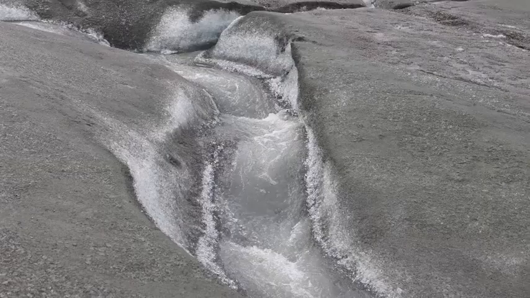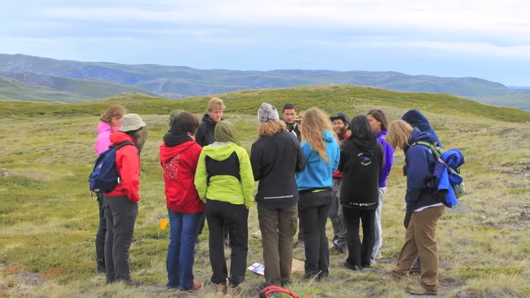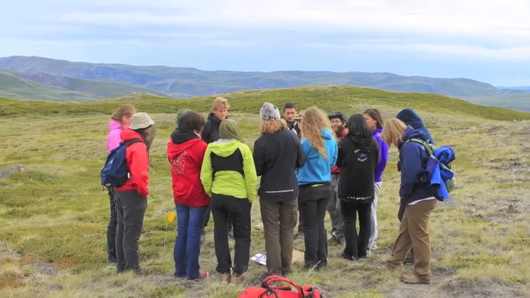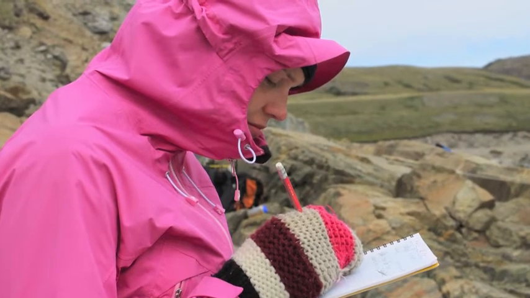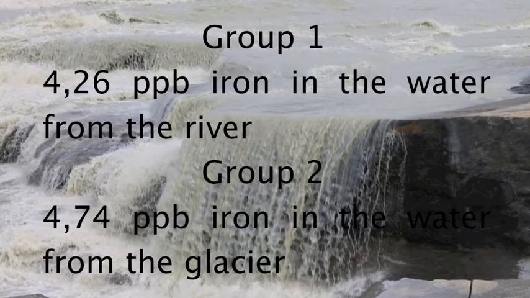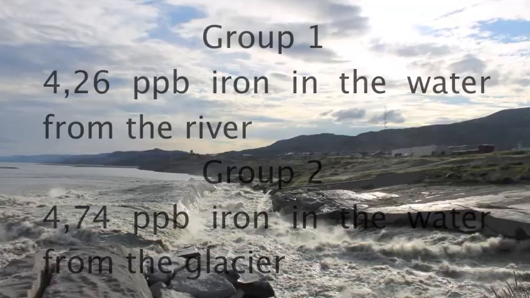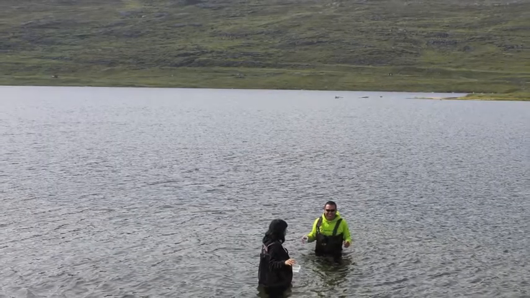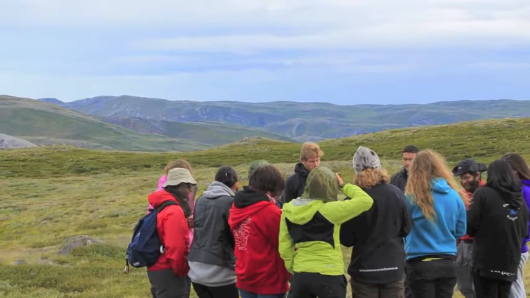They had a known amount of iron and formed a line in a calibration curve and read the sample against that. Then they determined the amounts of iron in the sample. Group 1 had 4.26 parts per billion concentration of iron, and Group 2 had 4.74 parts per billion concentration of iron.